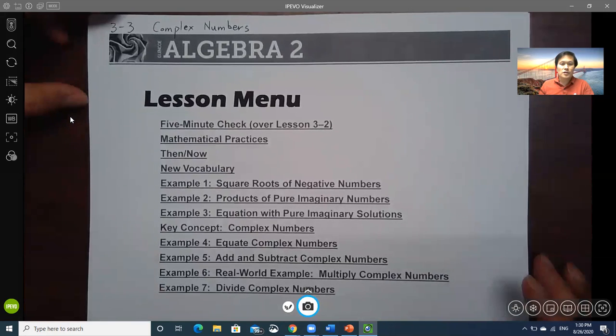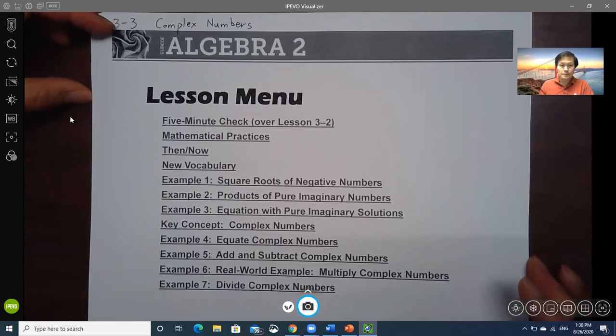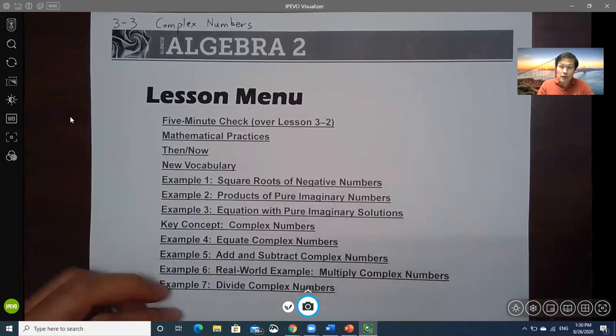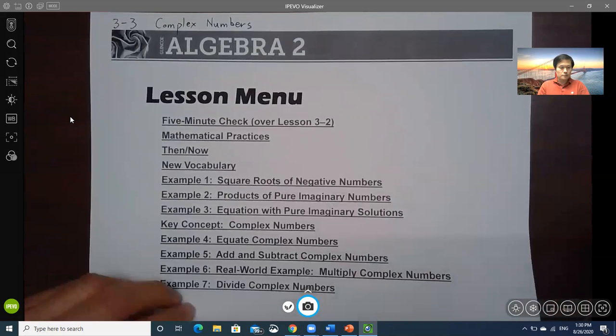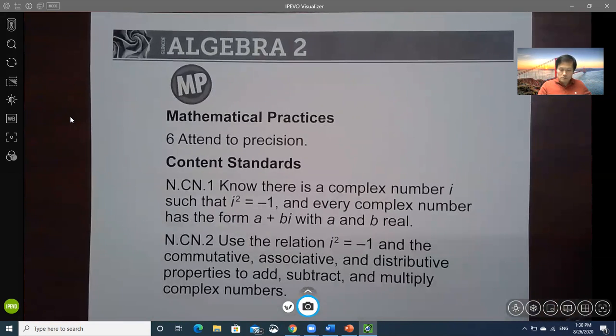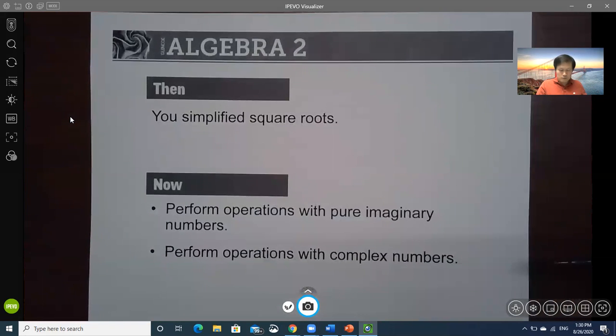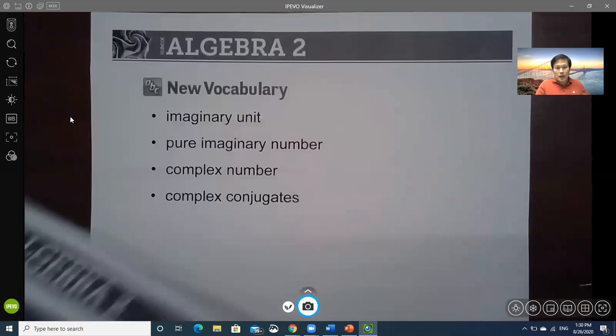Algebra 2, 3-3 complex numbers. These are the topics we're going to cover. Here are the standards. Imaginary number, complex number.